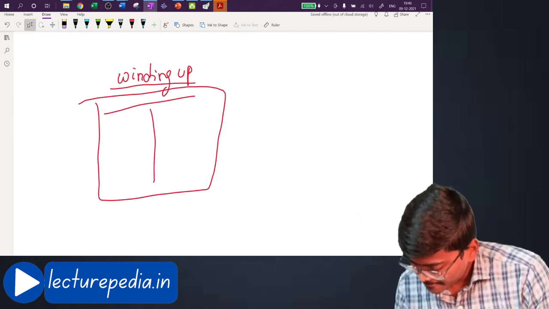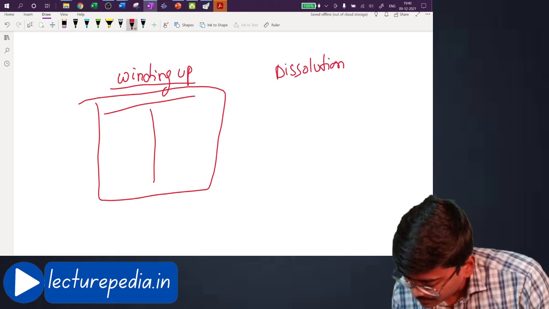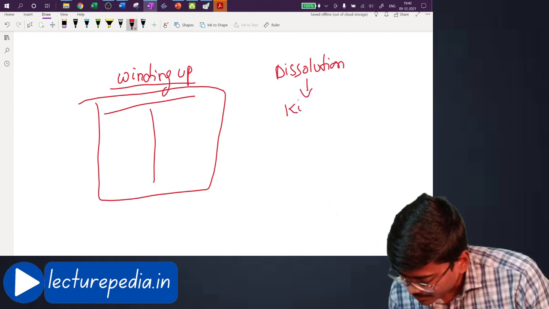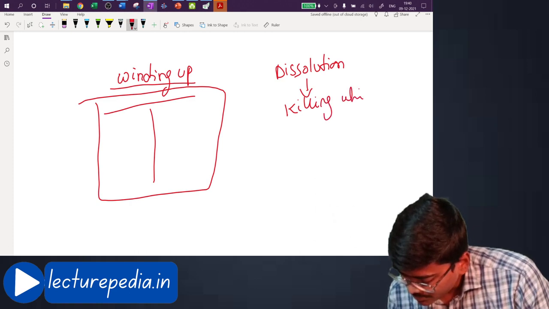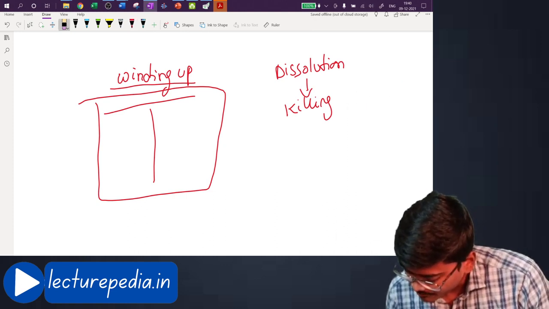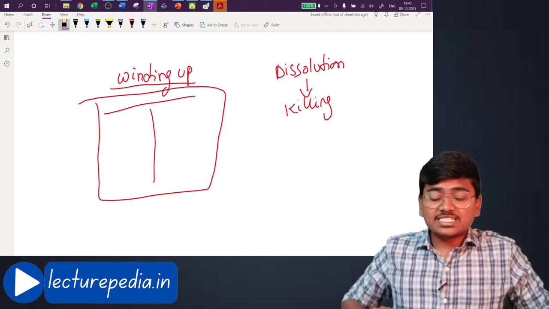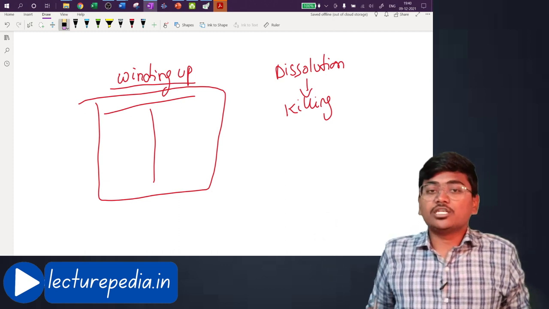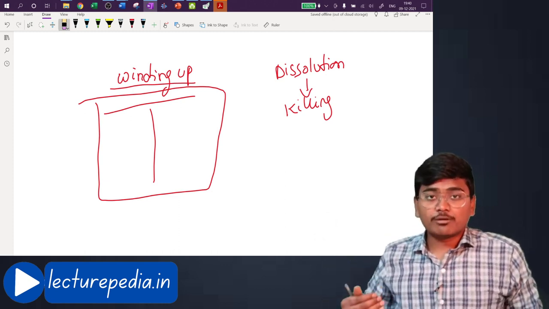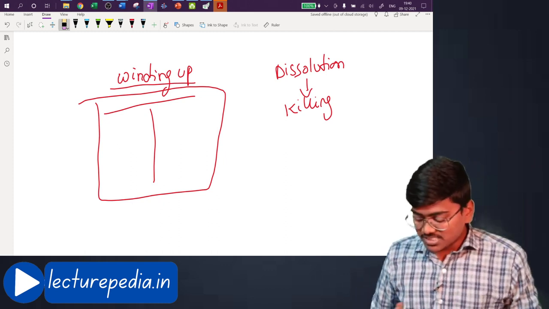Dissolution means killing the company which has completed its winding up process. You can just mention killing the company. That will be known as dissolution. This is the basic difference between winding up and dissolution. Dissolution will come only after winding up has completed. Okay, hope this is clear.